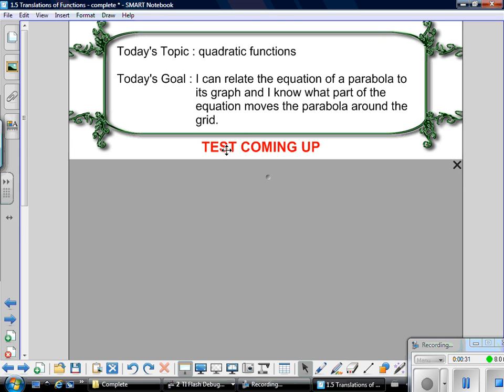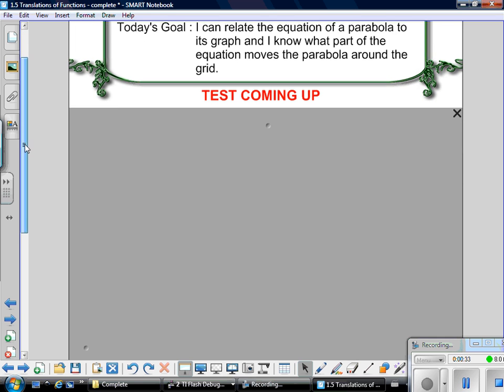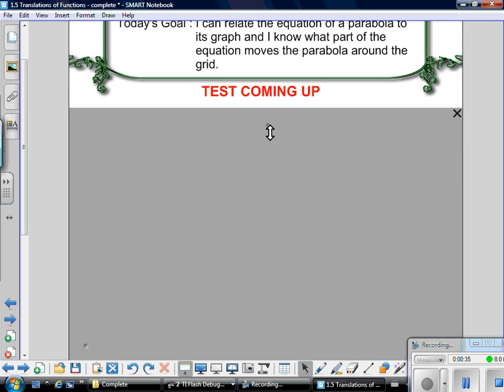So another thing to point out, test coming up shortly, people, not too much left in this unit.